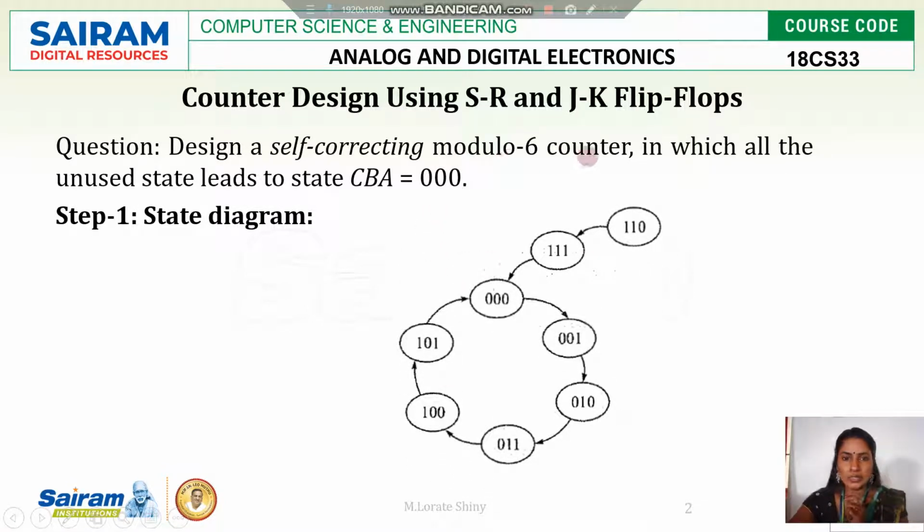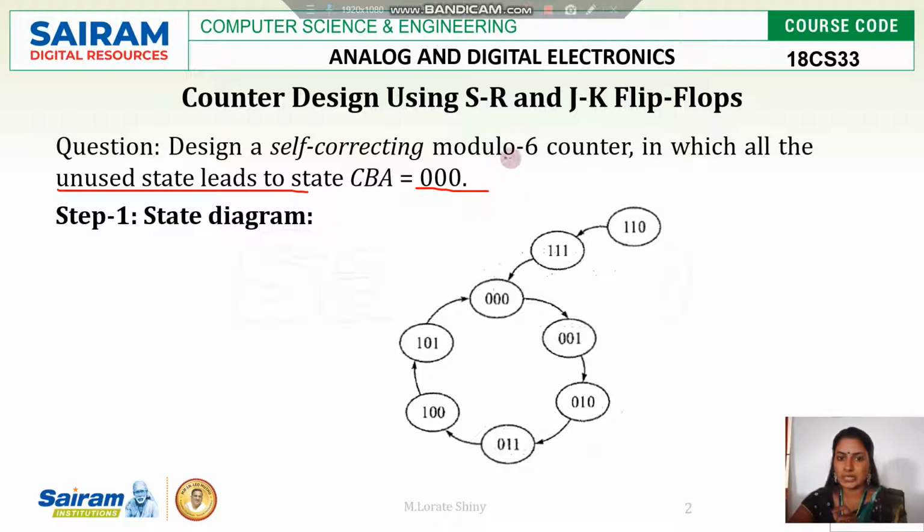Modulo 6 counter means it counts from 0 to 5. So the states are mentioned here: 0, 1, 2, 3, 4, 5. To design the modulo 6 counter, we need 3 flip-flops. 3 flip-flops means states are from 0 to 7. But out of these 8 states, 2 states are not used here, the 6th and 7th. These are unused states. For these unused states we have to put 0.